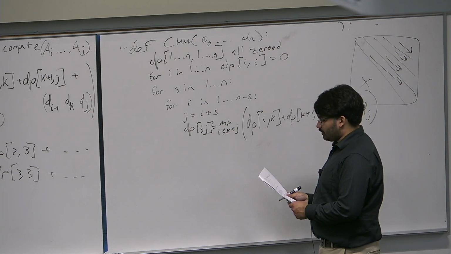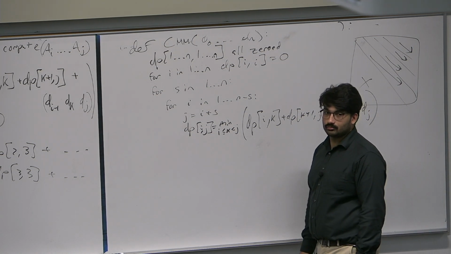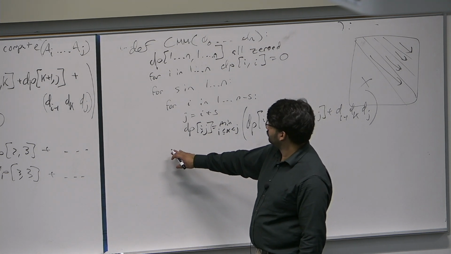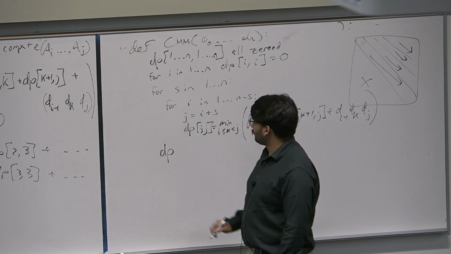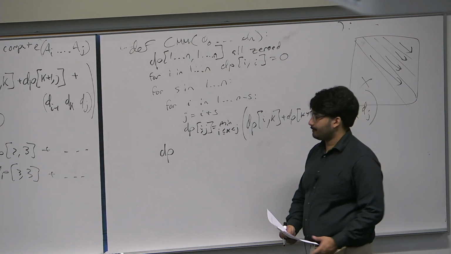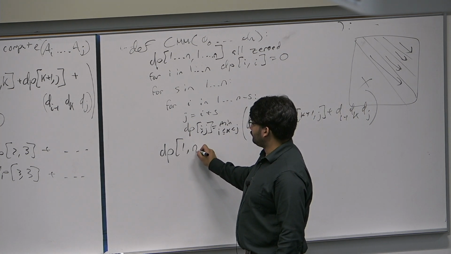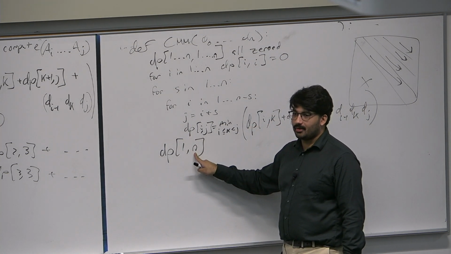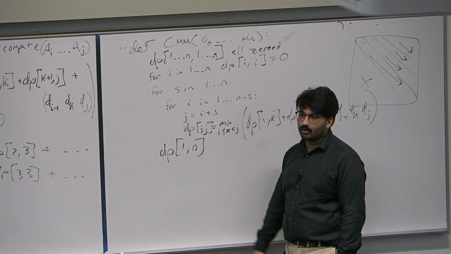What element of the table do we return? Yeah. 1 comma n. Correct. That's going to be matrix 1 to matrix n, so that's the answer that we want, right?